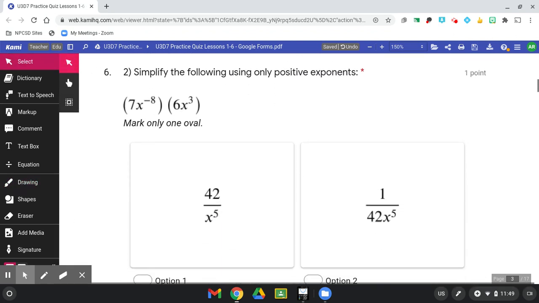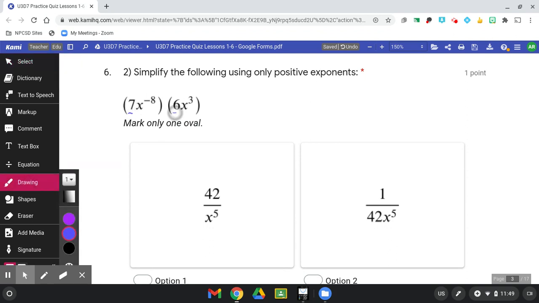All right, number 2, same thing. You want to multiply the coefficients, you get 42, and then add the exponents, and you get -5. However, it says positive exponents only. Remember, x to the -5 is the same as 1 over x to the +5, so the final answer is 42 over x to the 5th.